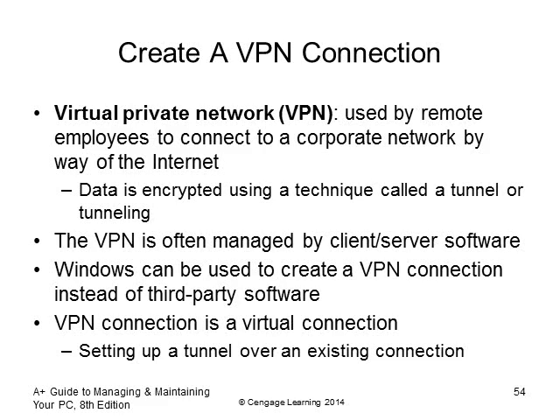A VPN, virtual private network, is used by remote employees to connect to a corporate network by way of the internet. So the data is encrypted using a technique called a tunnel or tunneling. The VPN is often managed by client-server software. Windows can be used to create a VPN connection instead of third-party software, and a VPN connection is a virtual connection, so you can't really see anything, but it's really there.